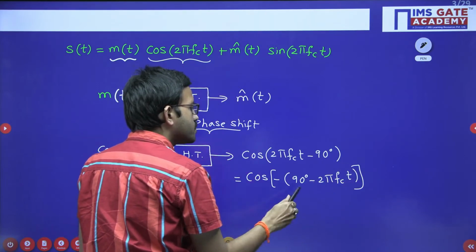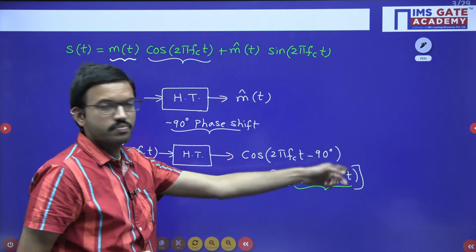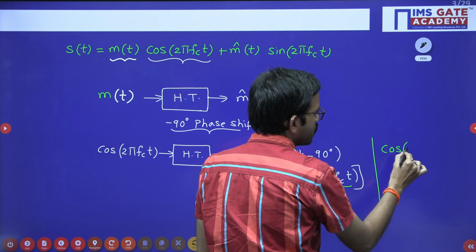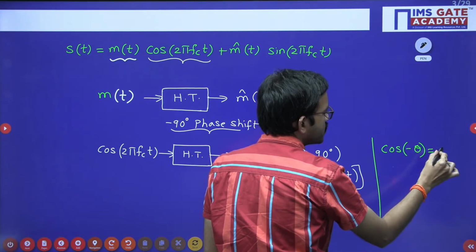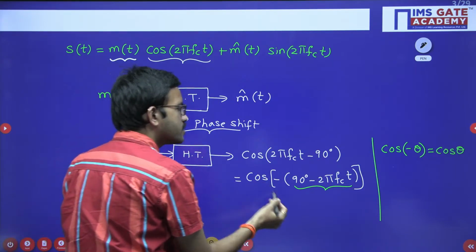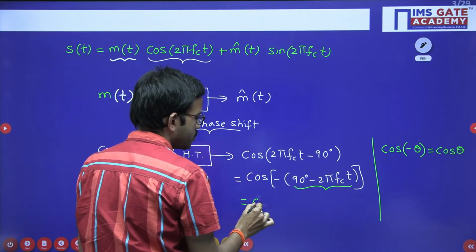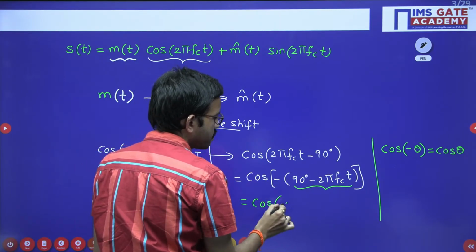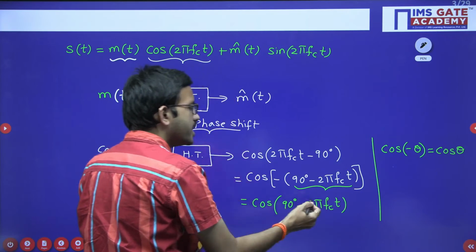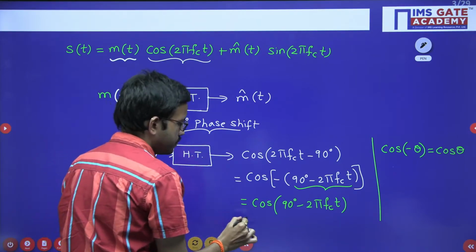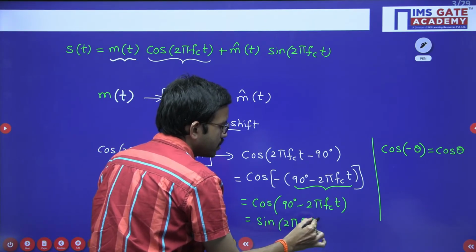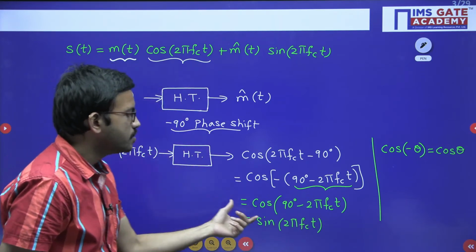Right. So this overall term, cos of minus theta is nothing but cos theta, because cos function is an even function. Right. So this function now we can write it as cos of 90 degrees minus 2 pi f ct. So cos 90 minus theta is nothing but sin theta. Sin 2 pi f ct. So Hilbert transform of cos 2 pi f ct is nothing but sin 2 pi f ct.